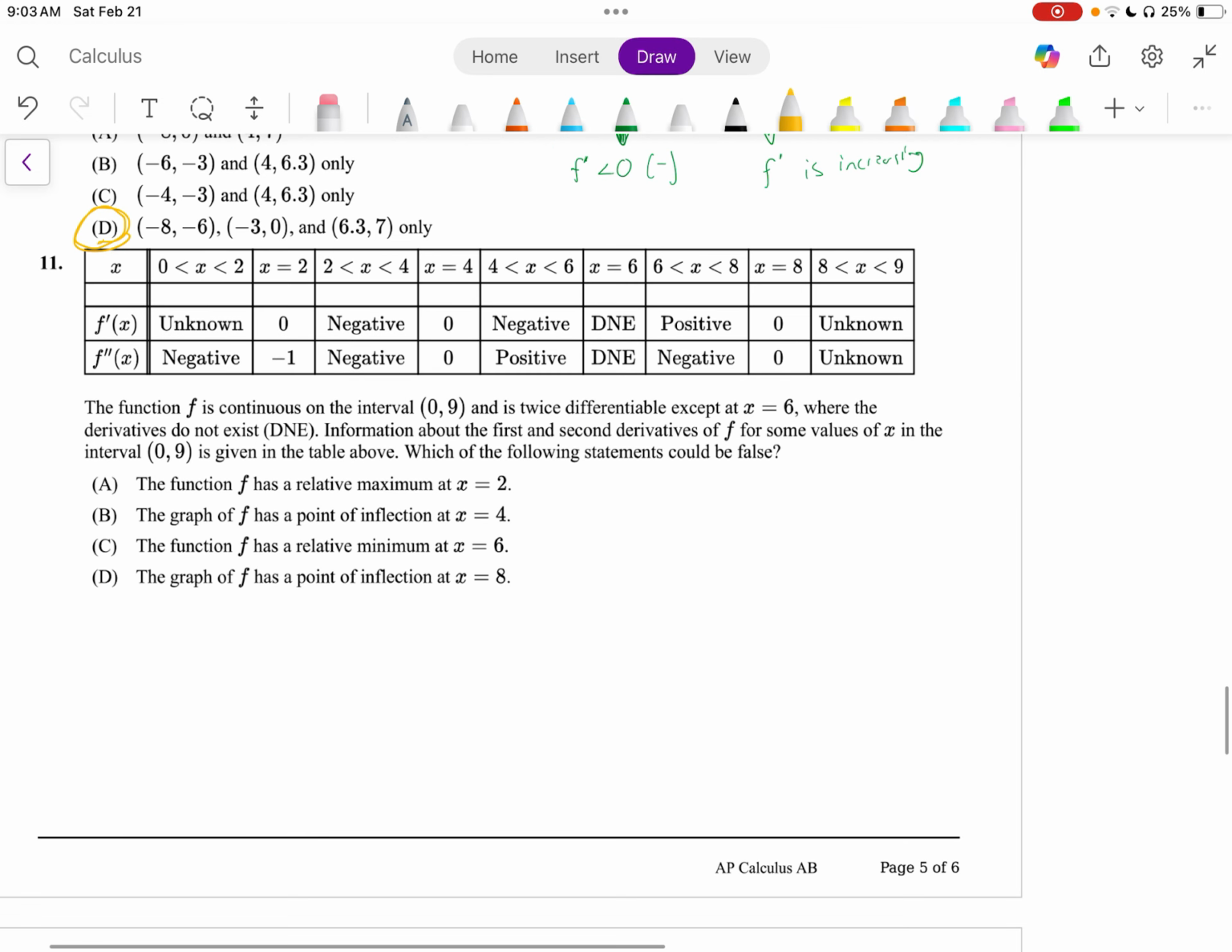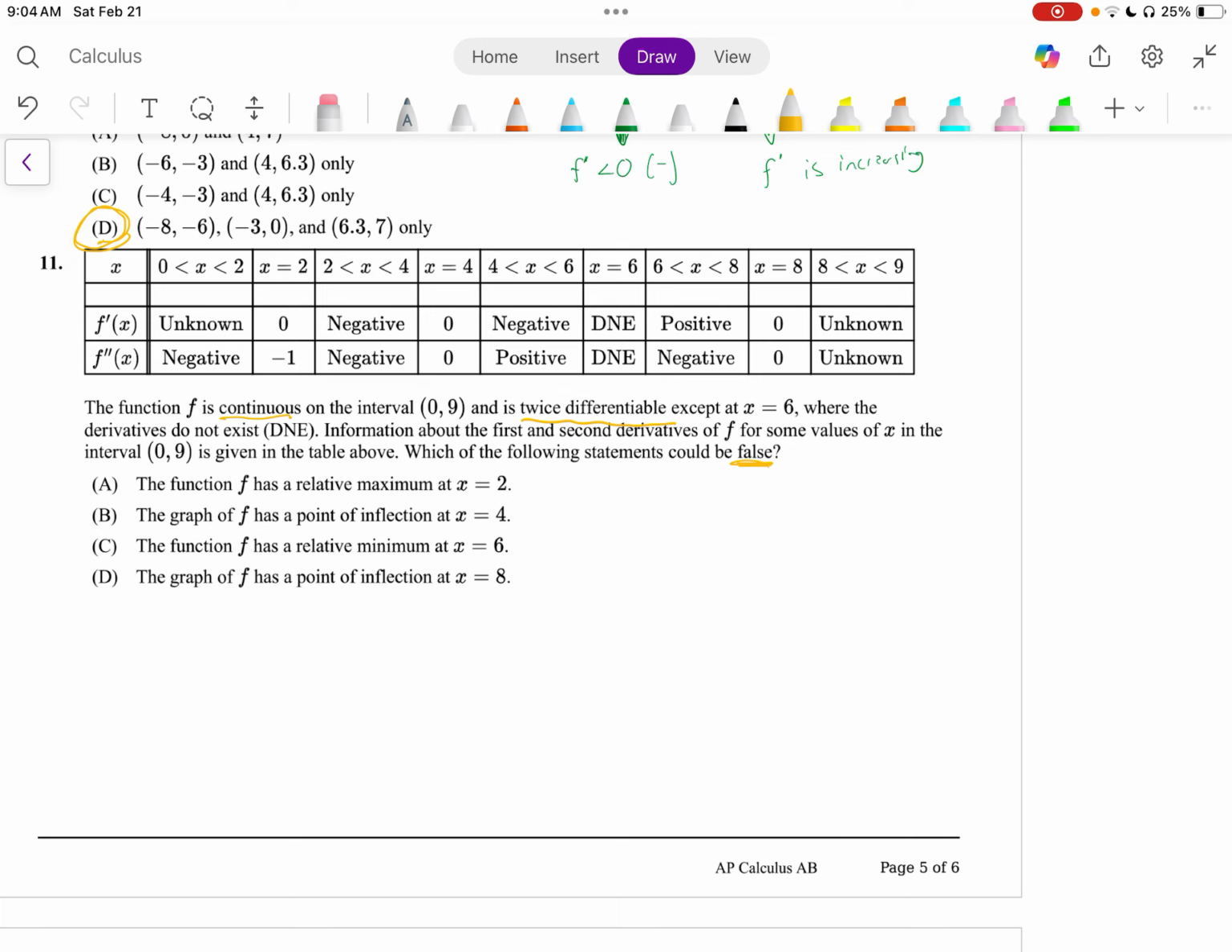Number 11, the function f is continuous on the interval 0 to 9, and it's twice differentiable everywhere except for x equals 6. So you see some DNEs there, where the derivative does not exist. Information about the first and second derivative of f for some values of x in the interval 0 to 9 are given in the table above. Which of the following statements could be false? So we need to go through here and find out which one is false. We'll just mark off ones that are true, and when we come to something that's false, that's our answer.